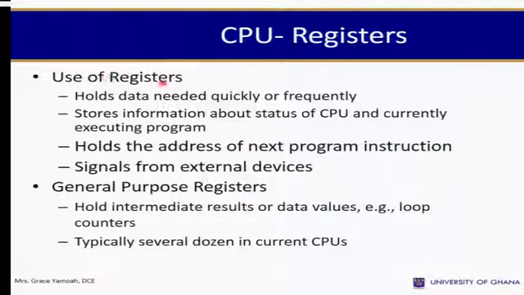So, use of registers: hold data needed quickly or frequently, store information about the status of the CPU and the currently executing program, hold the address of the next program instruction, signals from external devices. General purpose registers hold intermediate results or data values, for example loop counters, typically several dozen in current CPUs.